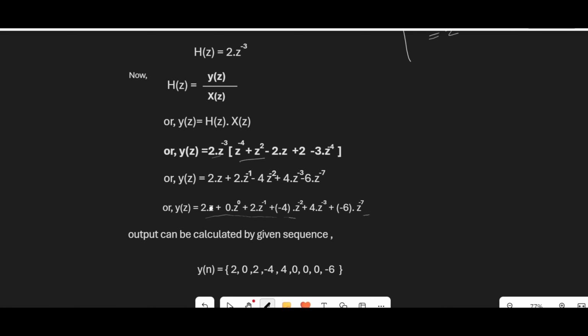Here the coefficient is 2 and z to the power 0, and this coefficient is 0, and here z to the power minus 1, z to the power minus 2, minus 3, z to the power minus 4, z to the power minus 5, z to the power minus 6, z to the power minus 7. Their coefficients are respectively 2, 0, 2, minus 4, 4, and 0, 0, 0, 0, and finally z to the power minus 6 is minus 6, minus 7 is minus 6.